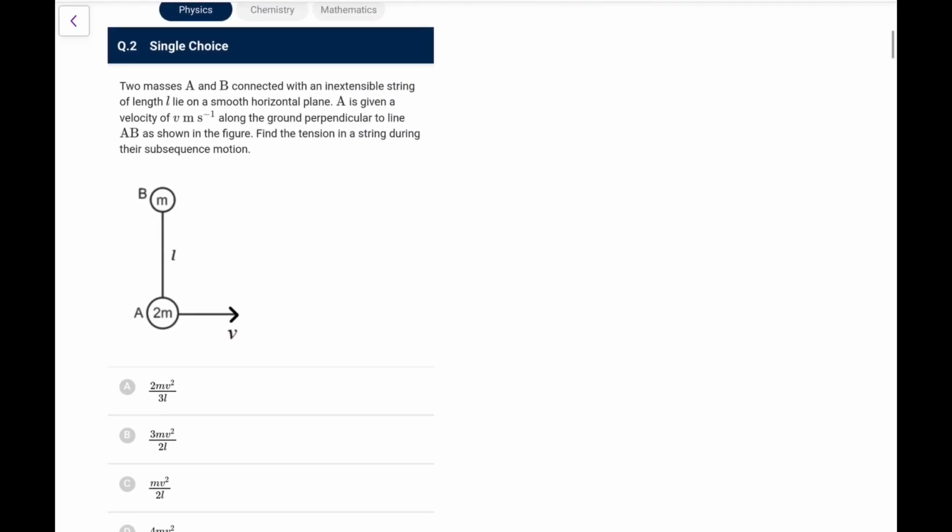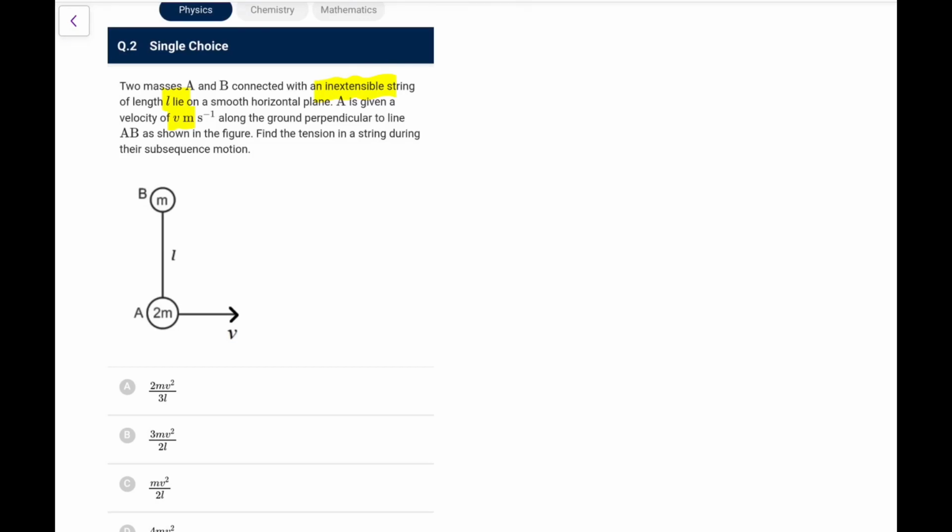Question 2. Two masses A and B connected with an inextensible string of length L lie on a smooth plane. A is given a speed of V along the ground, perpendicular to AB. This is along the ground, no vertical motion. Find the tension in the string during the subsequent motion.